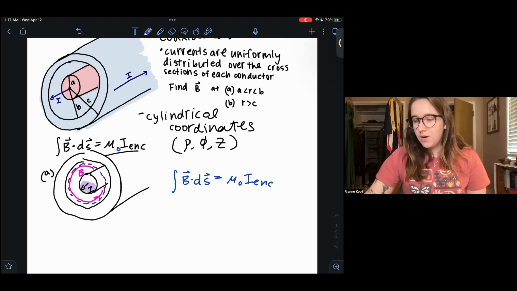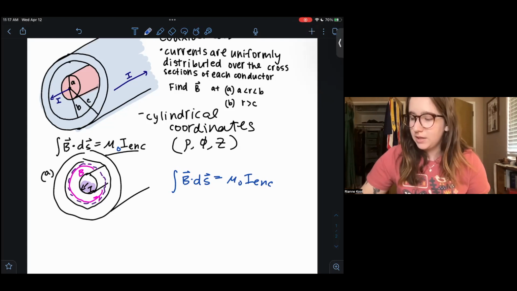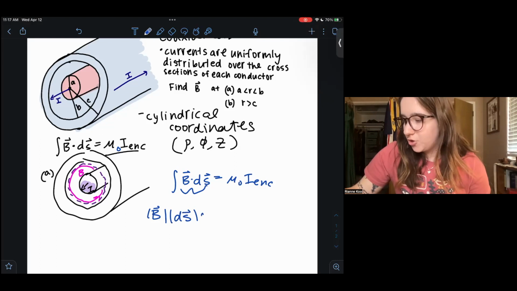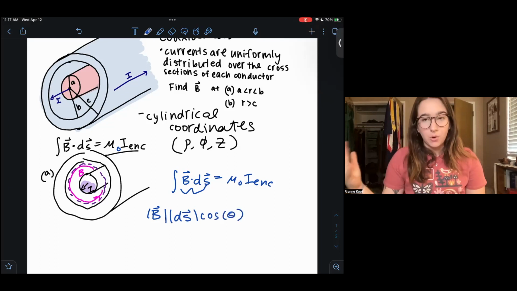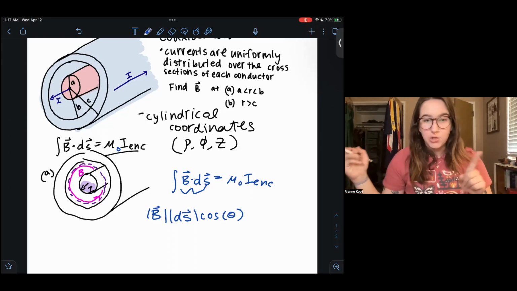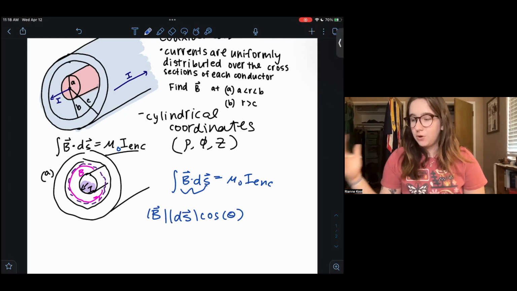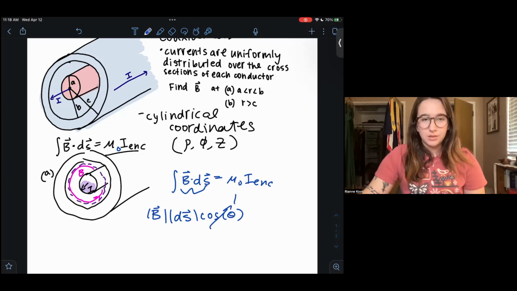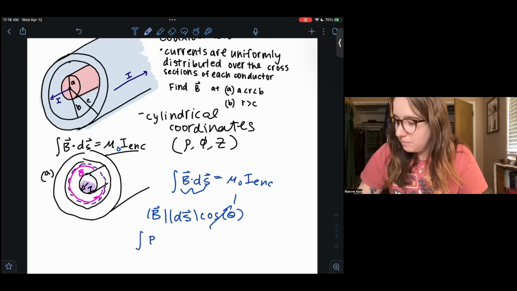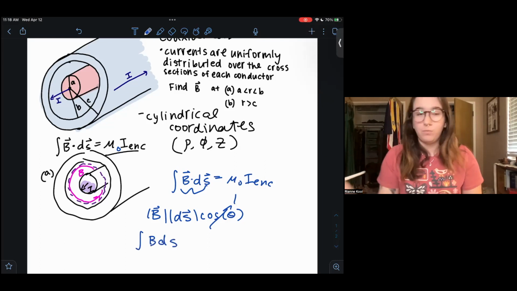We can think about this as just a dot product of these two things. It's the magnitude of B, the magnitude of ds, times the cosine of the angle between them. But if they are right on top of each other, like I drew in this picture, the cosine of the angle is 0, so this just goes to 1. And now we're left with the magnitude of B times ds, which are both magnitudes.